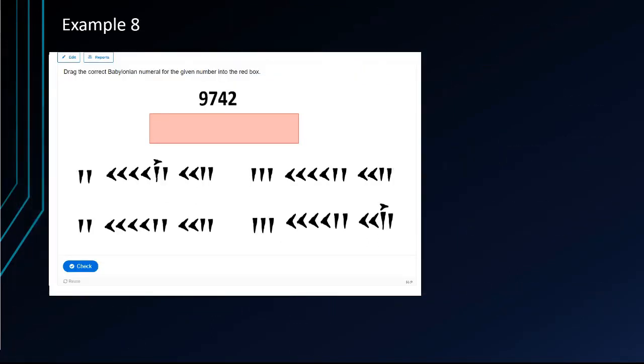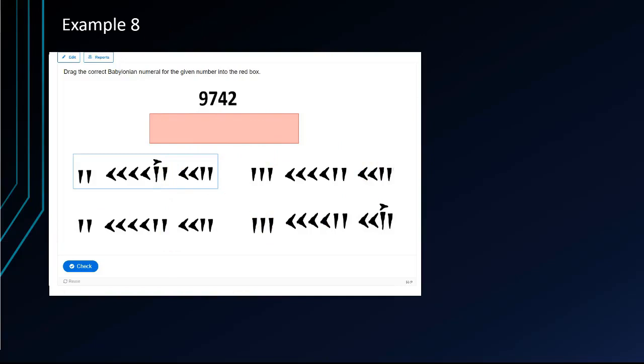So here you're given this number, 9,742, and you're asked to figure out which one of these 4 translations would go in here. So you can click and drag any one of these to this position, whichever one's the right one. So let's translate this and see if we can come up with the right symbolism and then figure out which one of these it is.